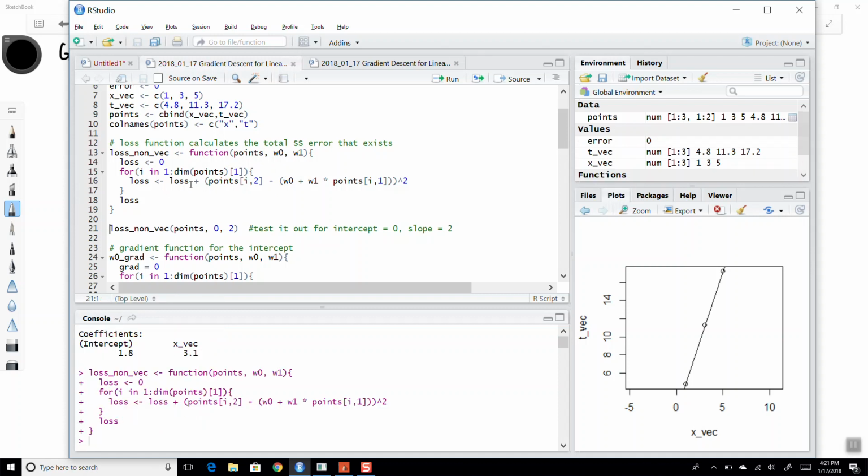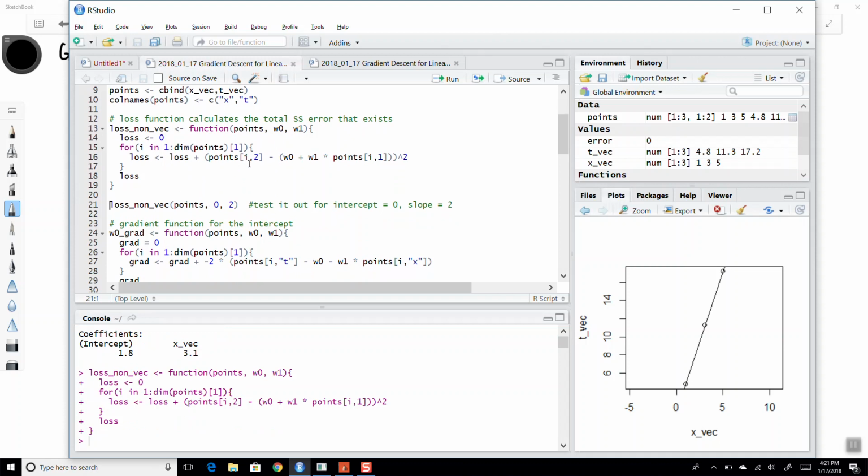I hope this, I'm not really going into the function, but it just takes, it's adding the loss, and then it's calculating the residual squared and adding it to the loss. It does that for all the points and returns back the loss, right?